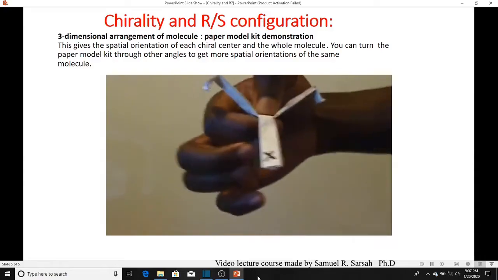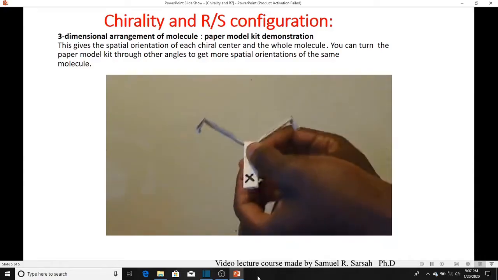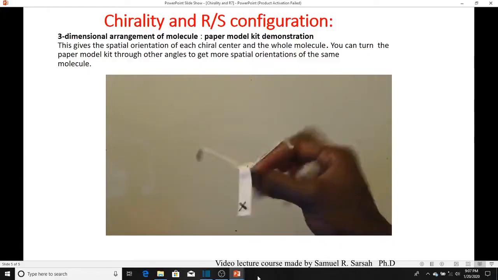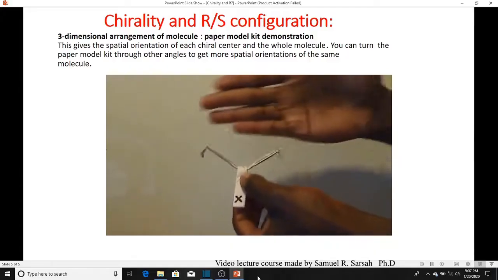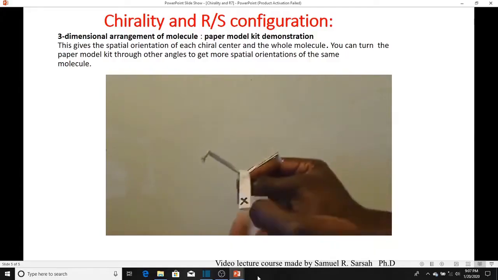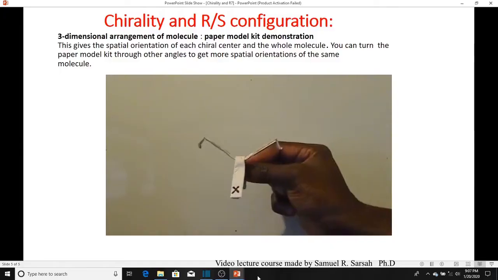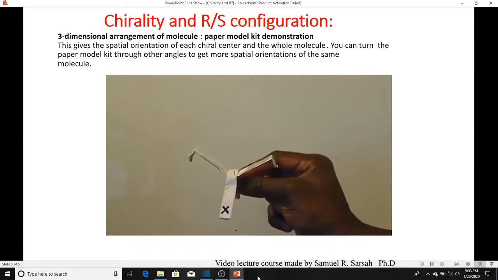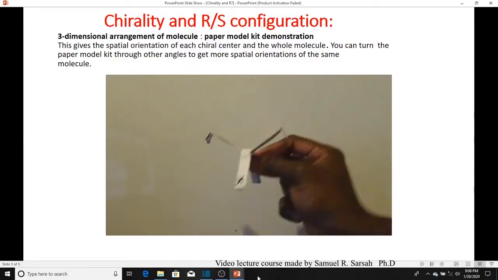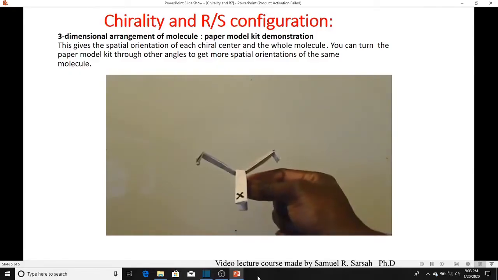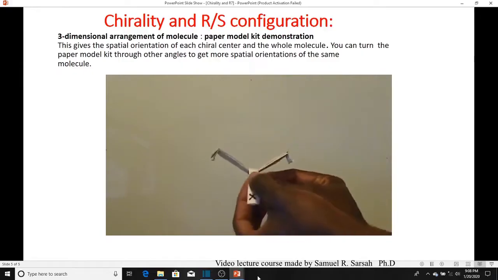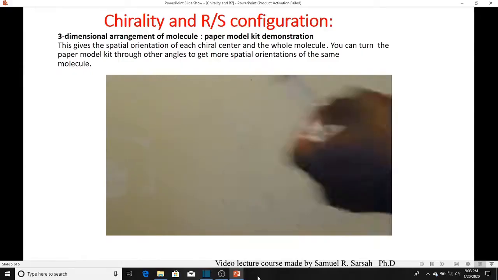In this, you'll see that the Q and W are in the plane of the board. Then X is pointing towards me, facing the camera, and then Y is away from me. Okay. So I can draw this on the board.